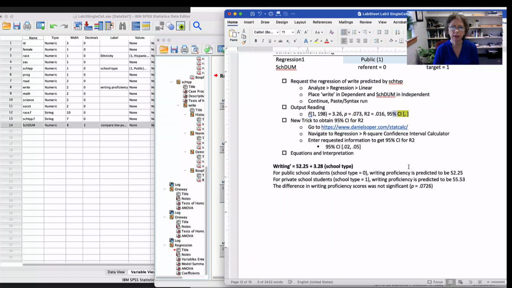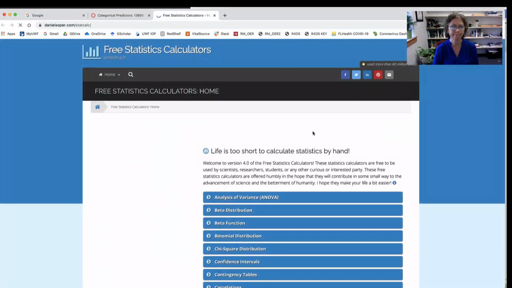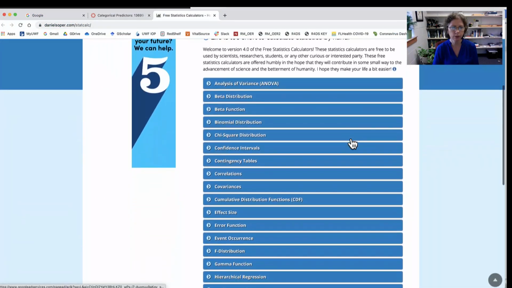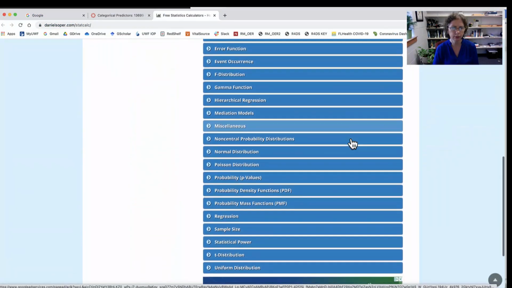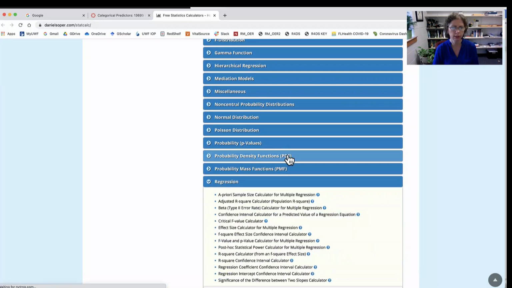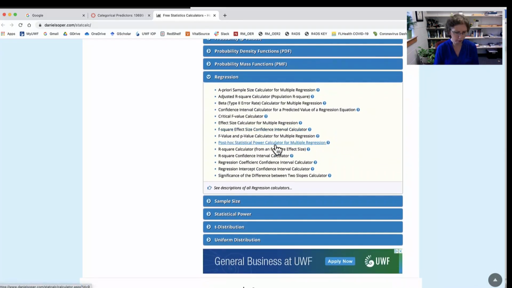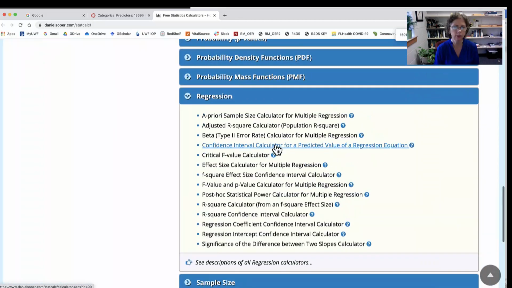Notice that we don't have the confidence interval for R squared. For that, I'm going to show you a new trick to obtaining the 95% confidence interval. We're going to go to this website called Daniel Soper Calculators. In here, you want to scroll down to regression. And in regression, you're looking for the one that is R squared confidence interval calculator.